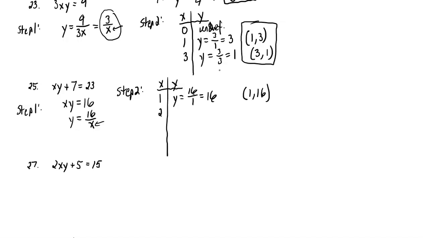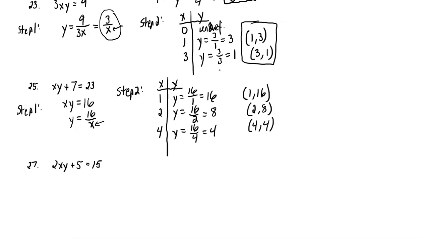Is 2 a good choice for x? What if it's 16 over 2? Yup, that makes 8. 2 is a great choice for x. So 2 comma 8 is an answer. Now what about 3? Would it be appropriate to use 3? Because we'd end up getting 16 over 3, and that's not a whole number. What about 4? This would be 16 over 4, which makes a whole number. And so when x is 4, y is 4.